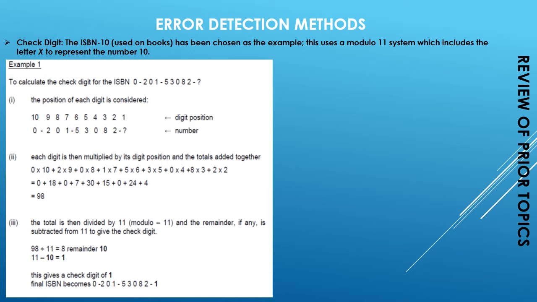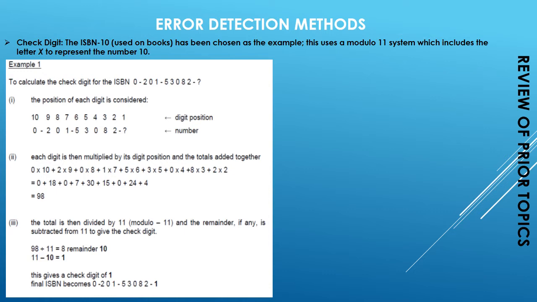In step 3, the total is then divided by 11 because in the question it is mentioned that you are using the modulus 11 technique. So you will divide the total by 11 and you will need to see the remainder. If there is any remainder, you will subtract that remainder from 11, and this is how you get the check digit.